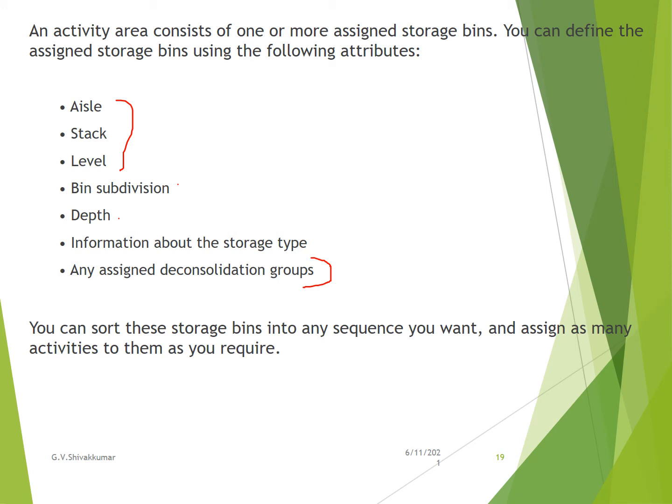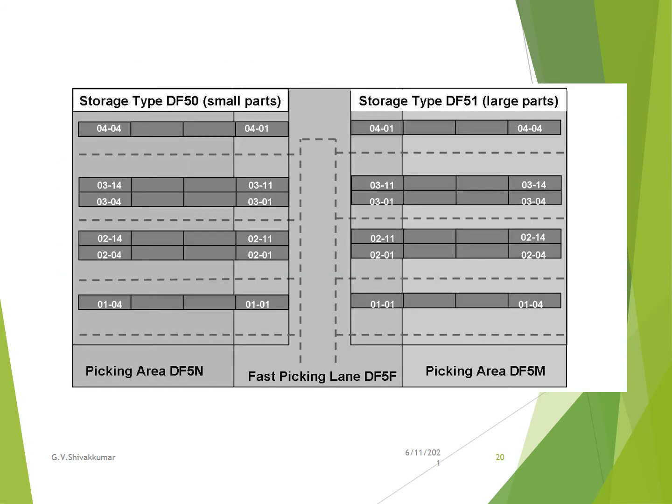So which activity area is the bin located in? First we will check the first activity area and then the second activity area of the particular bin where it is located, like that. So here the storage type DF50 is small parts and DF51 is a large part area. So we have defined the sequence 0041, and based on the sequence we define, we are sorting the bin picking area for this one. This is fast moving; based on the business requirement we are defining the sequence, and based on that sorting happens. Okay, picking area DF5M, like that.